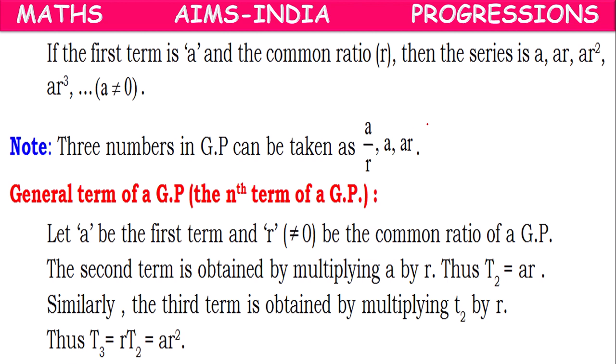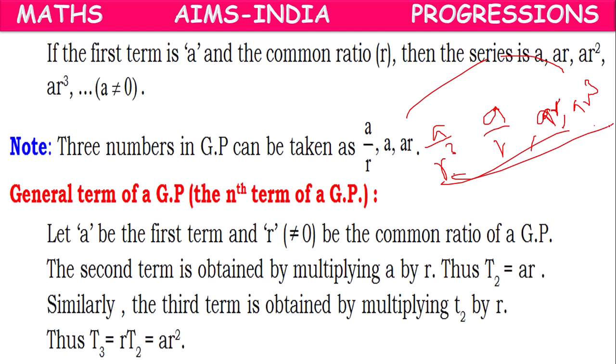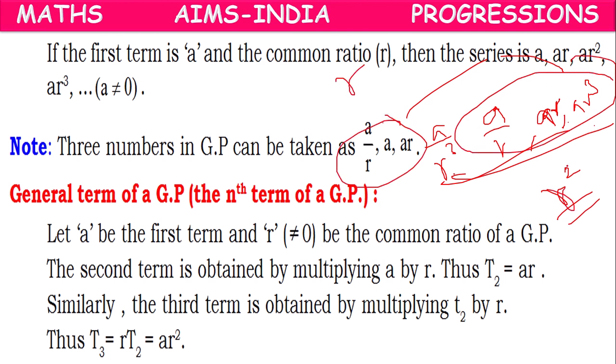If you want to take four terms, A by R and AR will be the middle terms. So here AR cube and A by R cube will be the first term and last term. Like that we can take. So that R square will be the common ratio. Here common ratio is R. In this case, common ratio will be R square.